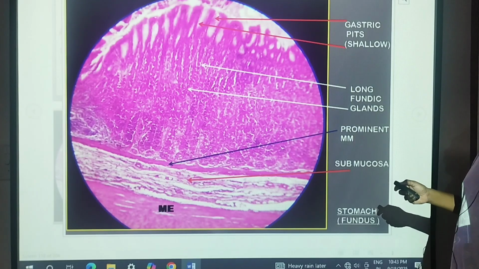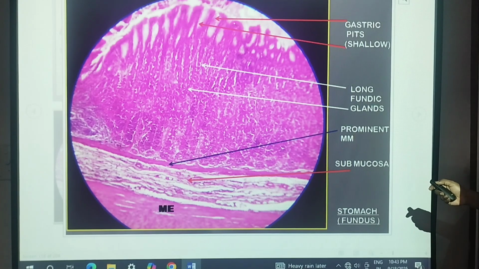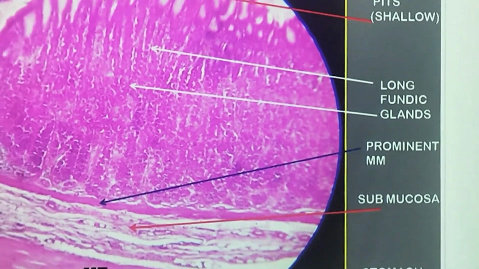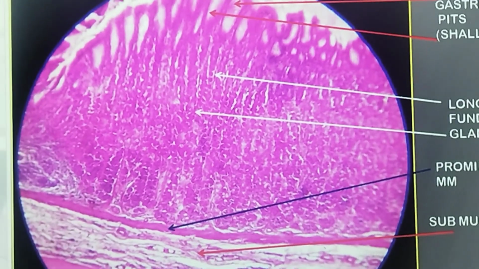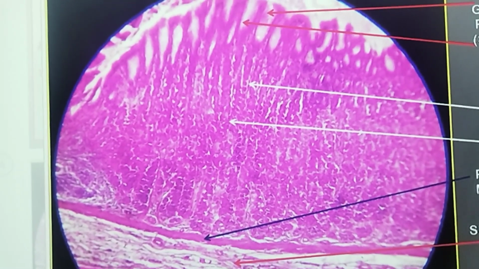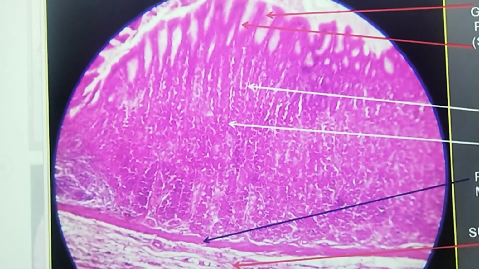The second thing you have to see is the lining epithelium. The lining epithelium of the stomach is simple columnar epithelium. You can see it is simple columnar epithelium. So the first thing we saw is the gastric pits, which are very shallow in the case of stomach at the level of fundus. Then you see the lining epithelium is simple columnar epithelium.